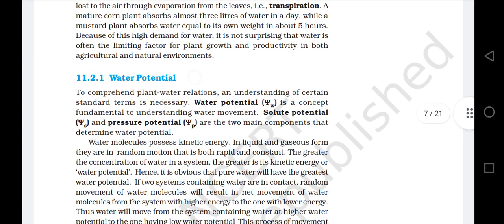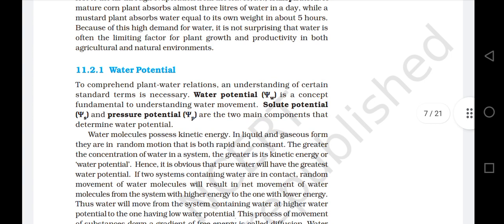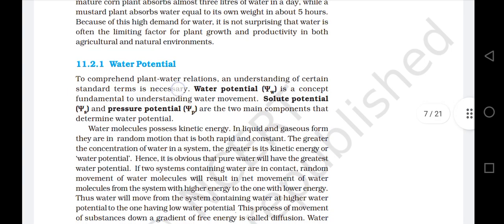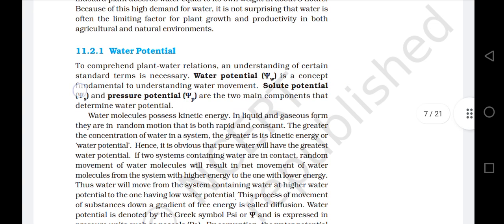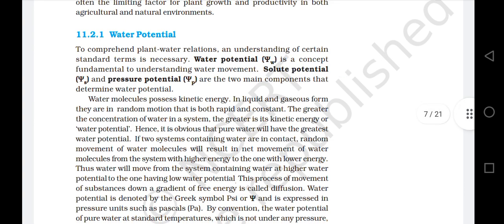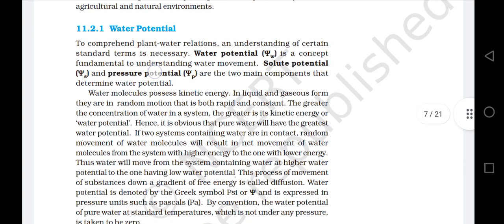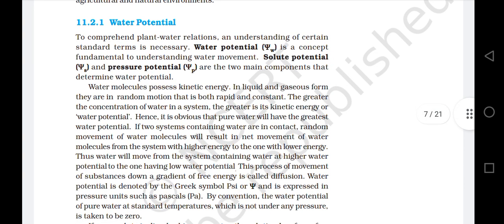11.2.1 Water Potential. To comprehend plant water relations, an understanding of certain standard terms is necessary. Water potential, that is psi W, is a concept fundamental to understanding water movement. Solute potential psi S and pressure potential psi P are the two main components that determine water potential.